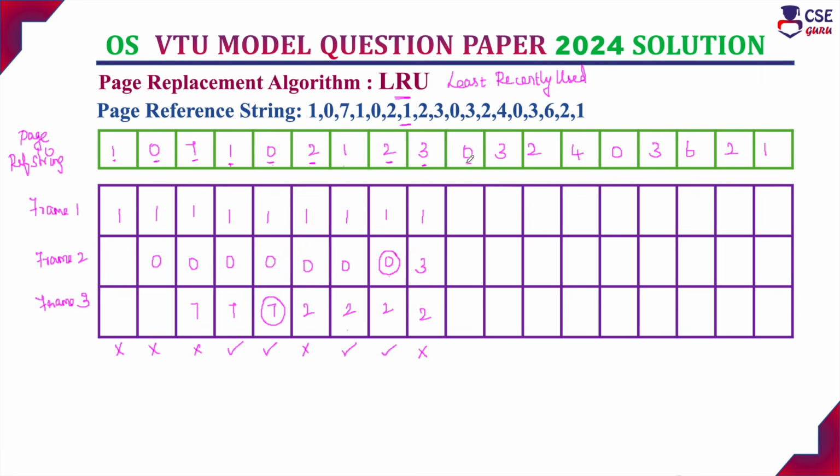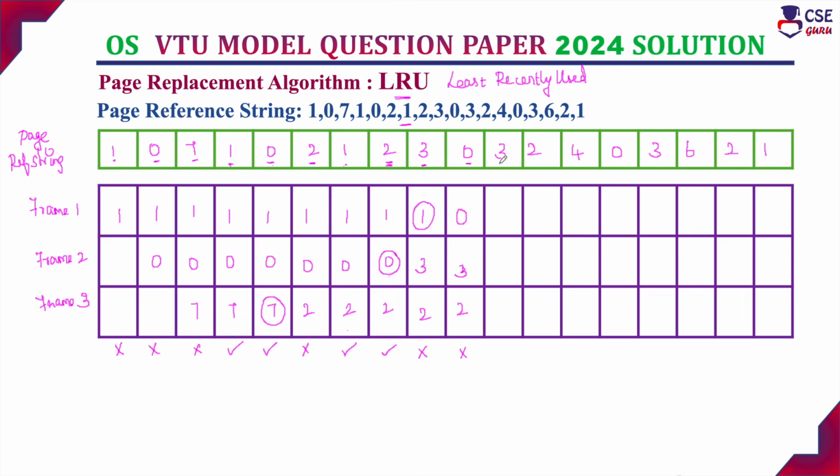Next, 0. It is not available. So least recently used in the sense, 3 is recently used, the next recently used is 2, and the least recently used is 1. So the victim page is 1, replace with 0. So 0, 3, 2 you will get, and this will be considered a page fault.